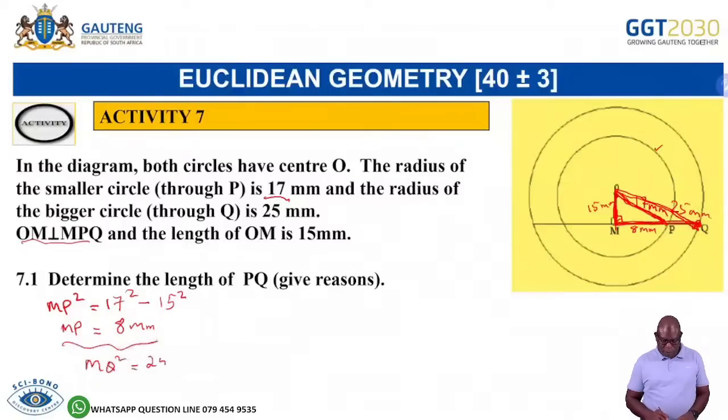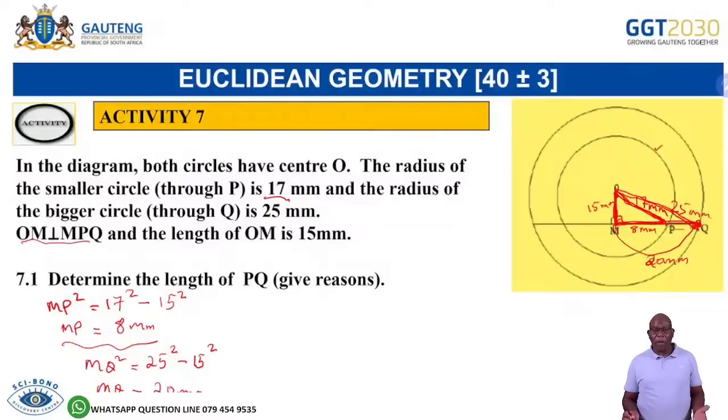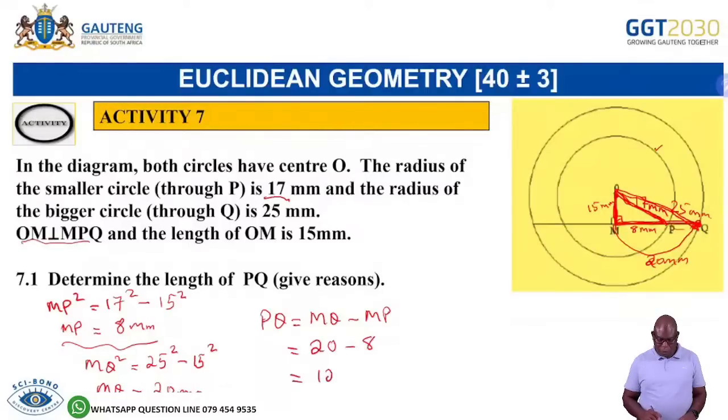So I'll say 25 squared minus 15 squared. And if I work out MQ, the square root of that, so it will be the square root of 400, which is 20 millimeters. So the length of MQ is 20 millimeters. So how am I going to get the length of PQ? Oh, that's quite easy now. So the length of PQ will be 12. How do I get it? PQ length will be the same as MQ length minus MP length. So which is 20 minus 8, and that will be 12 millimeters.